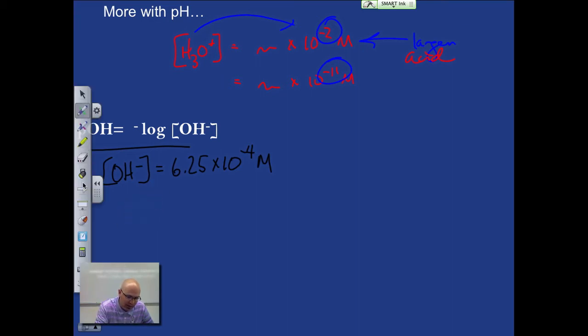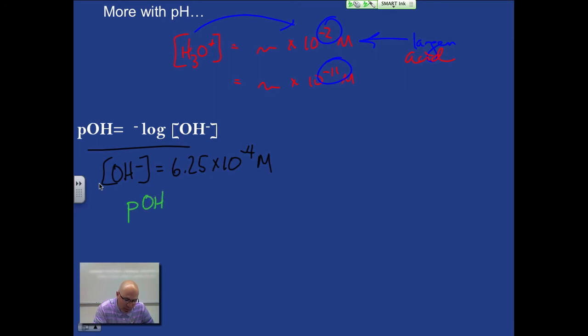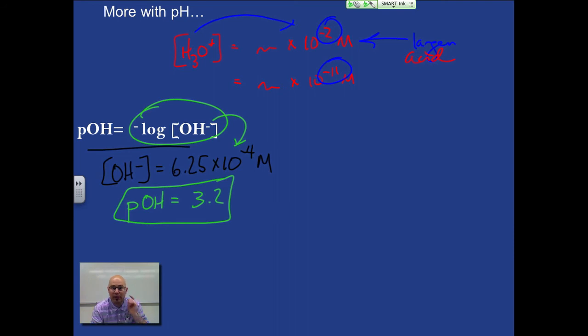Let me get a different color. That black's probably not very readable either, but the pOH is going to be the negative log of that. So we're going to be pretty darn close to 4, right? A little less than 4. And if I type it into my calculator, I absolutely do, I get 3.2. All right, so that's the pOH.